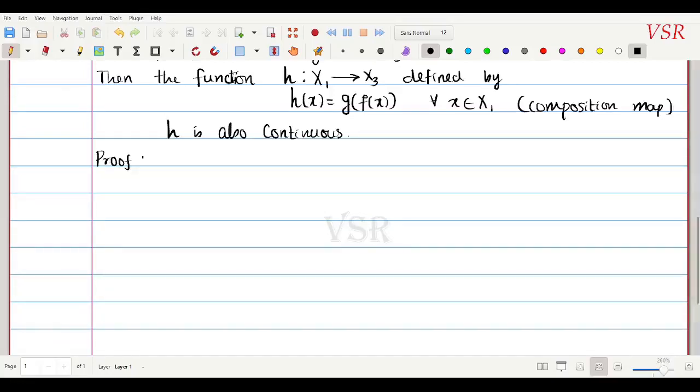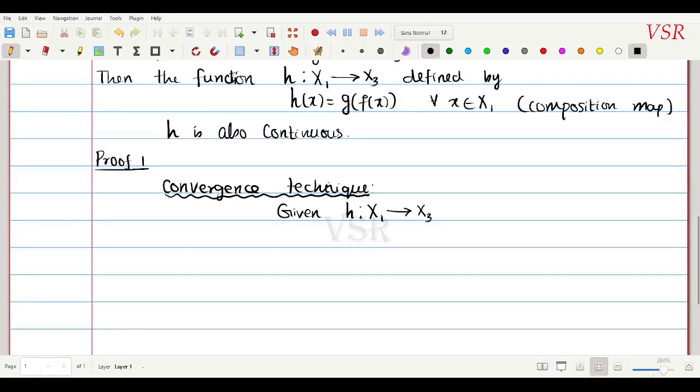Proof 1. Okay, so we are using the convergence technique. Okay, so we are going to use convergence technique. இப்போ என்ன proof பண்ணணும், given: h is a function from X1 ல இருந்து X3 க்கு போற மாதிரியான function such that h of x equal to g of f of x, for every x belongs to X1.